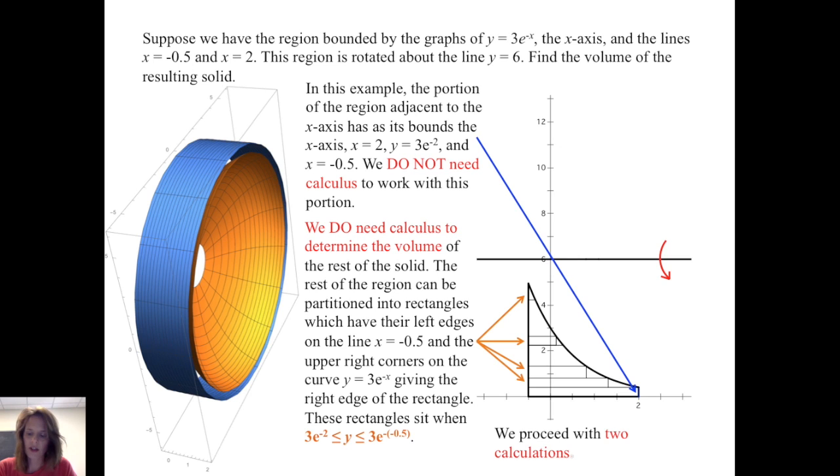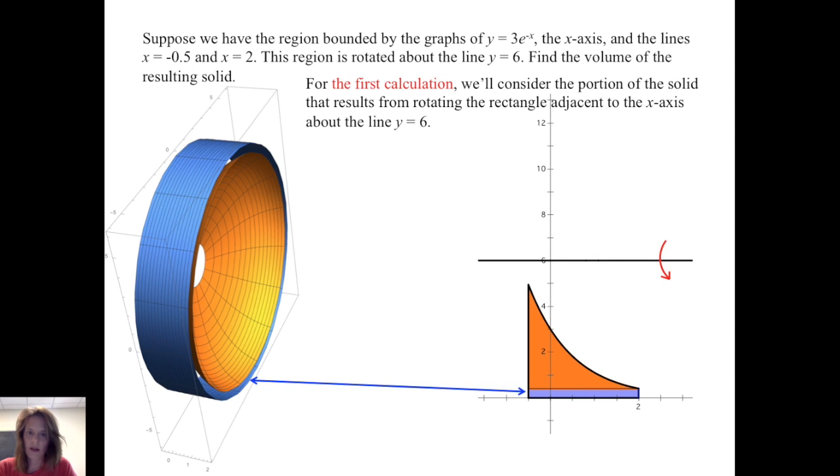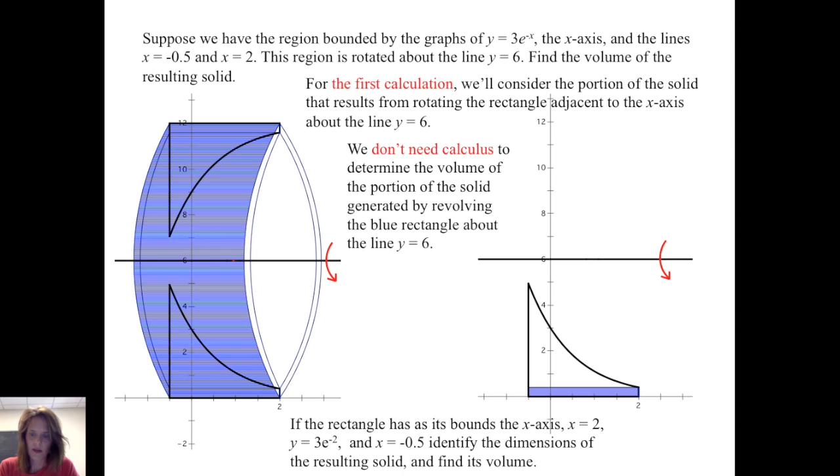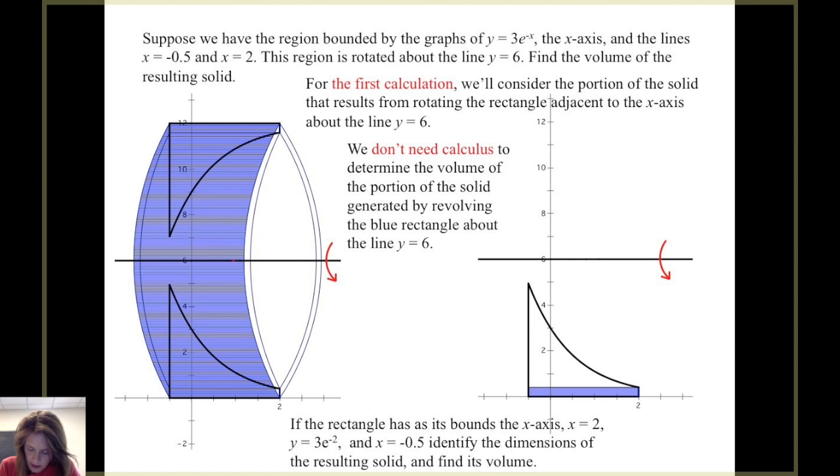So this first part, we actually don't need the shell method. We're not going to use calculus, but we'll consider the portion of the solid that results from rotating the rectangle adjacent to the x-axis about the line y equals 6. And as I said, we don't need calculus to determine the volume of this portion of the solid. If the rectangle has as its bound the x-axis, x equals 2, y equals 3 times e to the negative 2, which we get by plugging in positive 2 into the function y equals 3 times e to the negative x, and x equals negative 1/2, we can identify the dimensions of the resulting solid and find its volume.